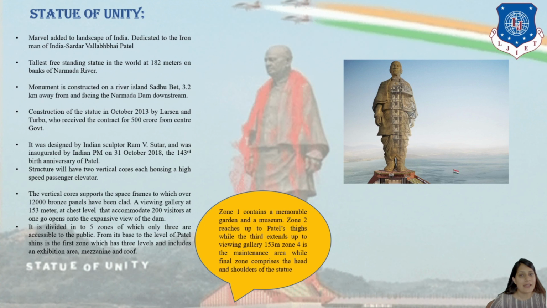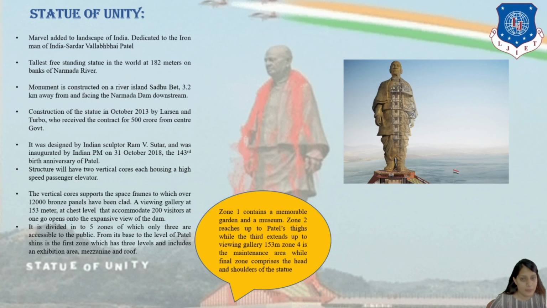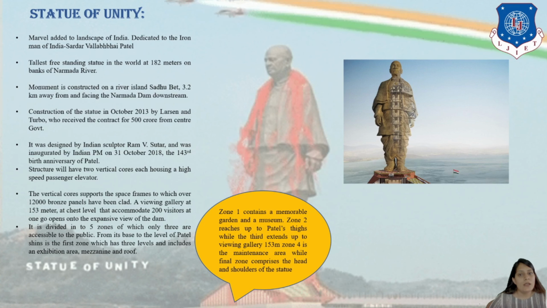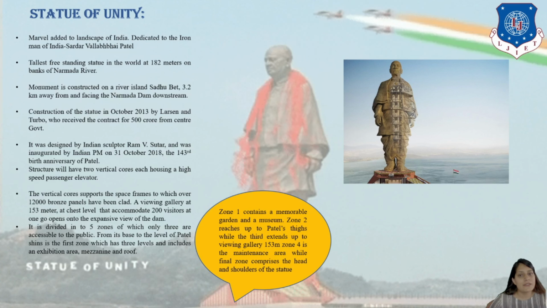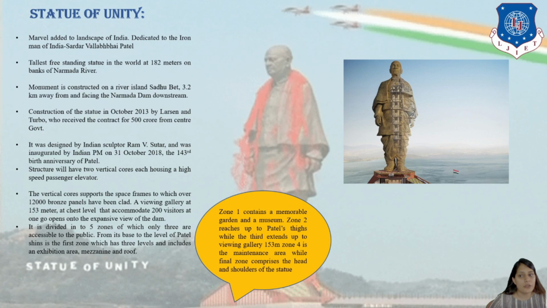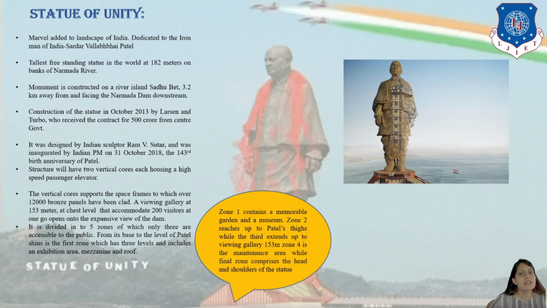You all know the Statue of Unity, which is the world's largest structure, right? A structure, not a skyscraper. You all know that there are zones, zone 1, 2 and 3. What is the height of it? It is 182 meters, on the banks of the Narmada river, and the whole thing is a steel structure.